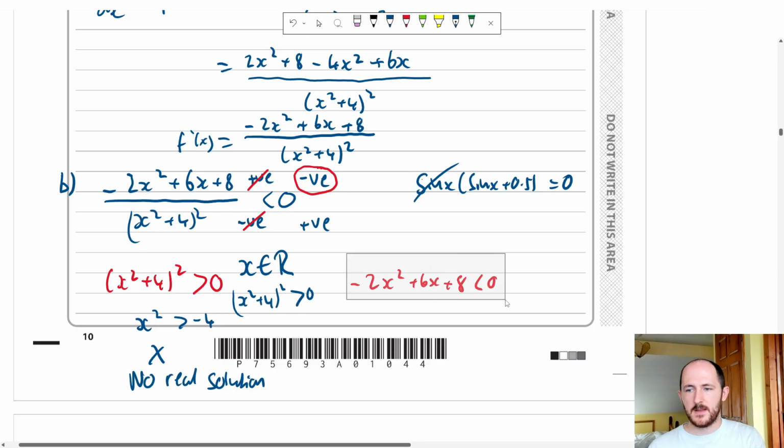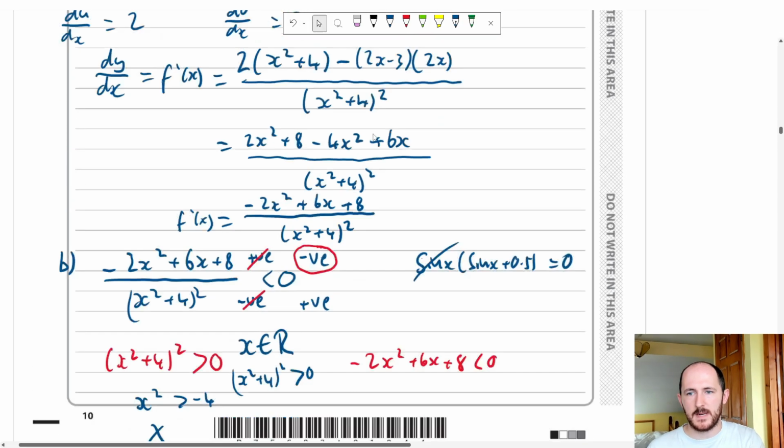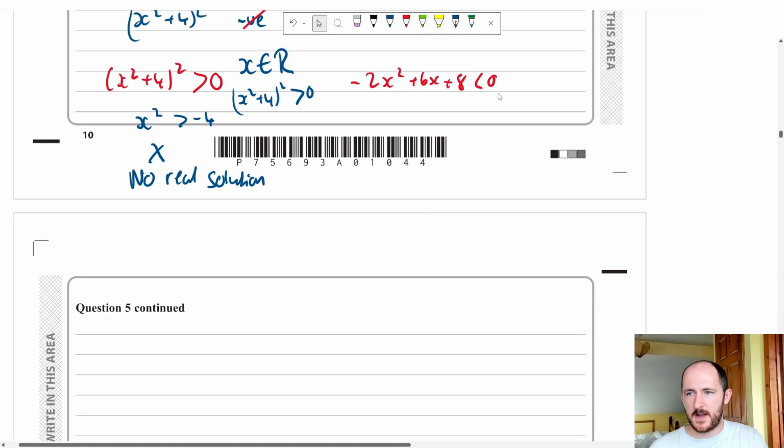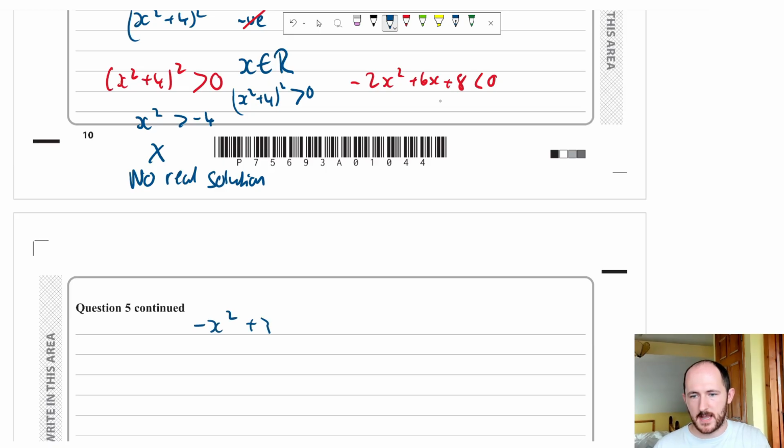Now for this one, we have to actually do something. The good news is, because it doesn't specify in the question, we can just use a calculator to work this out. We do not need to do it properly, in air quotes. But let's see. I'm going to divide everything by 2. We get minus x squared plus 3x plus 4 less than 0. And then if we factorize that, it'd be x plus 1, x minus 4. That would make it equal to 0.